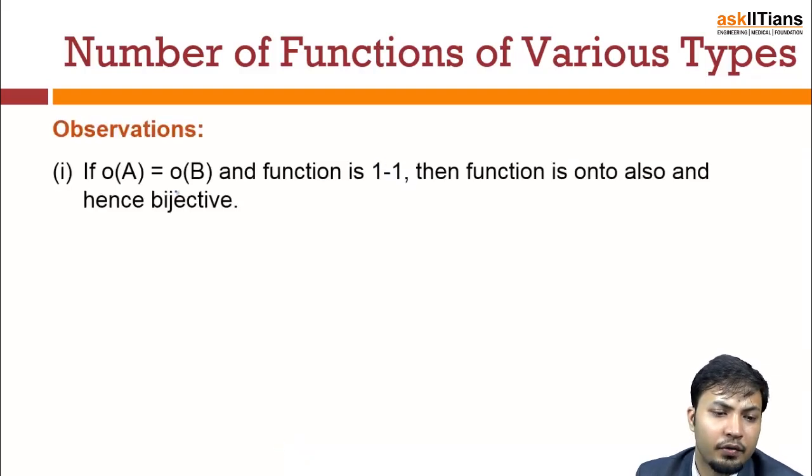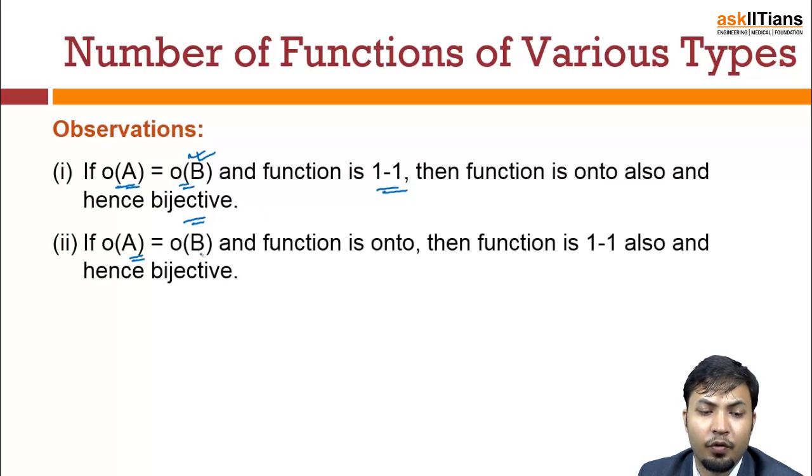Now if you observe, if n of A equals n of B and the function is one-one, then the function is onto also, and hence it becomes bijective. So what do we learn from this? If it is one-one, then obviously it becomes a bijective function. Similarly, if the function is onto, then the function is one-one also, and it becomes bijective, the vice versa of the previous one.